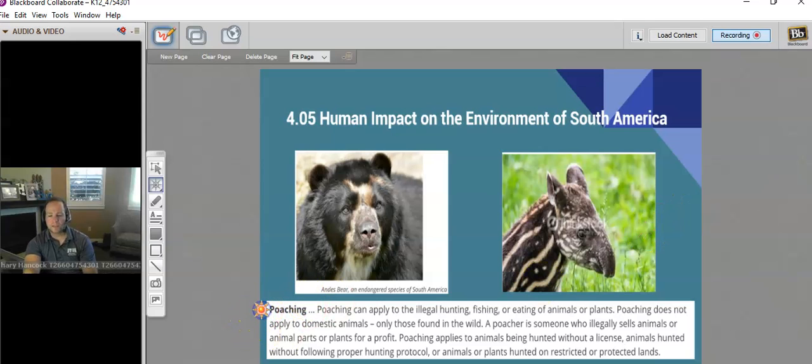So what it says is poaching. Poaching can apply to illegal hunting, fishing, or eating of animals or plants. Poaching does not apply to domestic animals, only those in the wild. A poacher is someone who illegally sells animals or animal parts or plants for profit. Poaching applies to animals being hunted without a license, or without following proper hunting protocols.